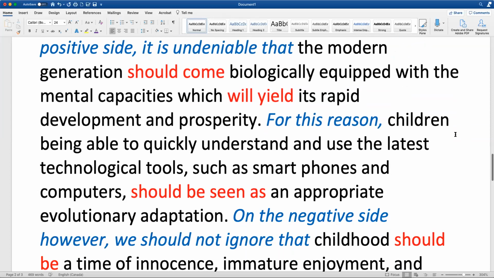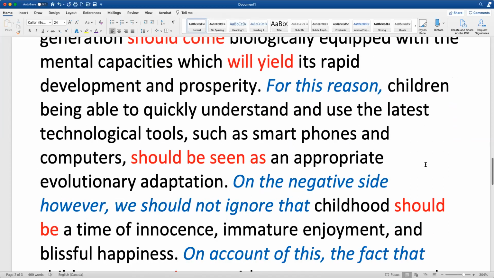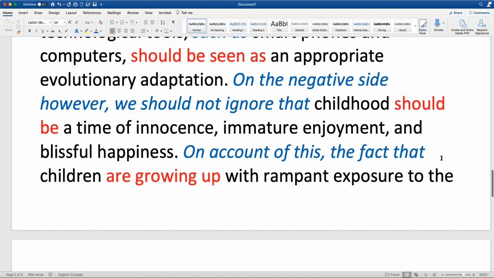What does that mean for children's minds, Carolina? For this reason, children's being able to quickly understand and use the latest technological tools, such as smartphones and computers, should be seen as an appropriate evolutionary adaptation. It should be positive. Okay. What about the negative here, Mabel? On the negative side, however, we should not ignore that childhood should be a time of innocence, immature enjoyment, and blissful happiness.